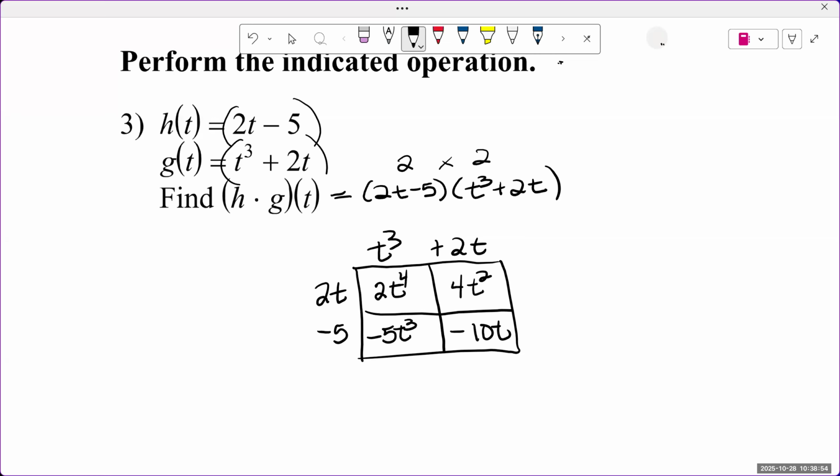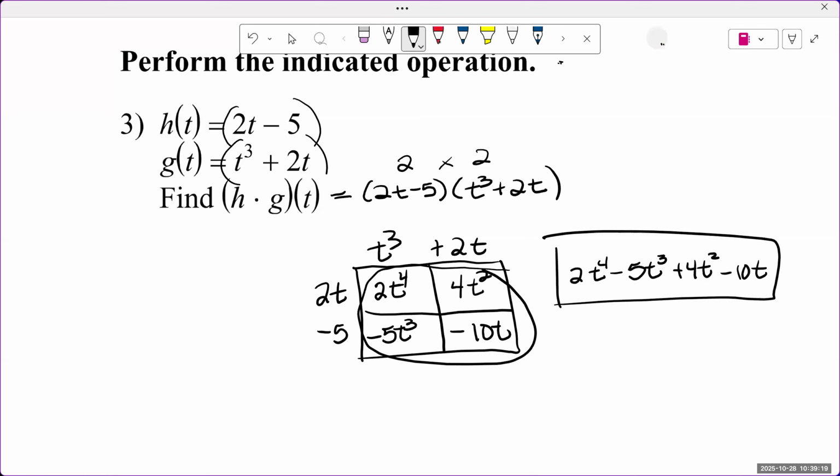Okay, so we filled in our box, and now we're looking at the inside of the box, the inside contents. Now, don't forget to put them in descending order of exponent. 2t to the 4th minus 5t cubed plus 4t squared minus 10t, and we are done.